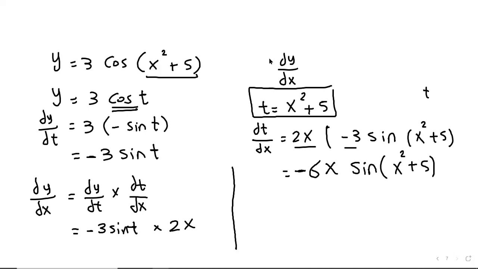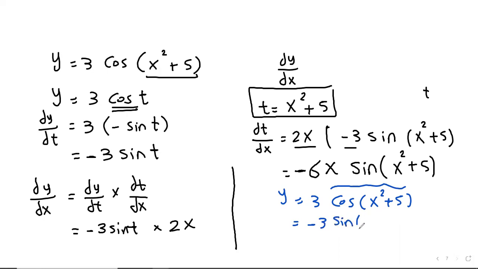We can do it quickly. If we have a function like y equals 3 cosine x squared plus 5, find the derivative of the original function. We deal with cosine of x squared plus 5 as a whole chunk, so it will be negative 3 sine x squared plus 5. Then multiply by the derivative of x squared plus 5, which is 2x. Tidied up, it will be negative 6x sine x squared plus 5. That's it. Let's go to the next example.